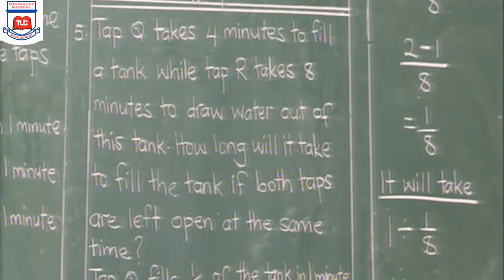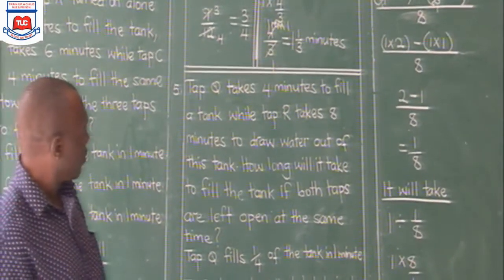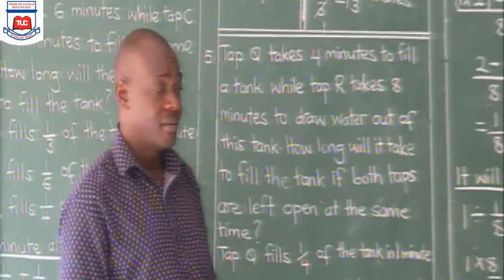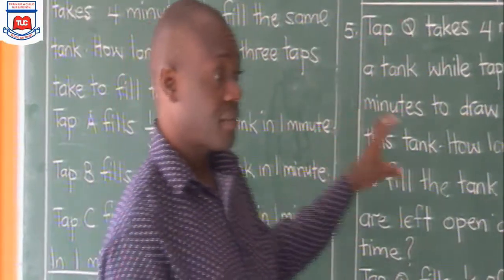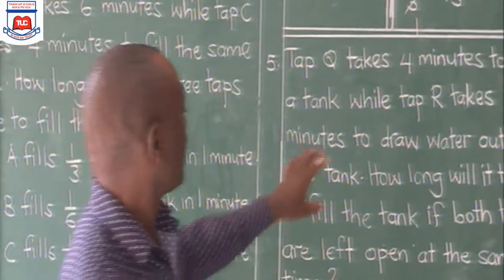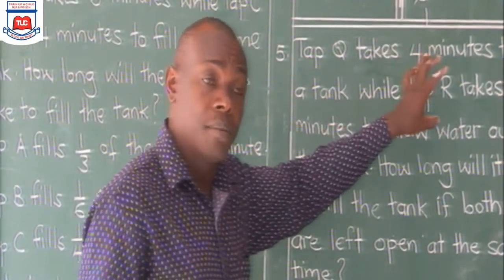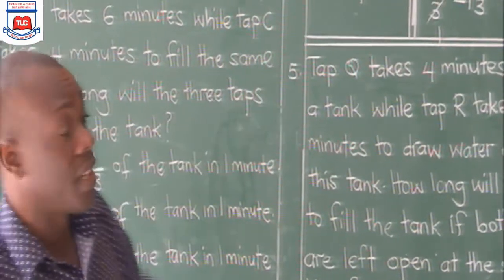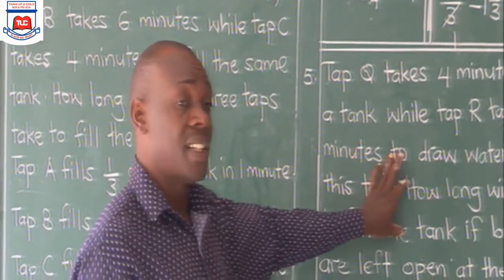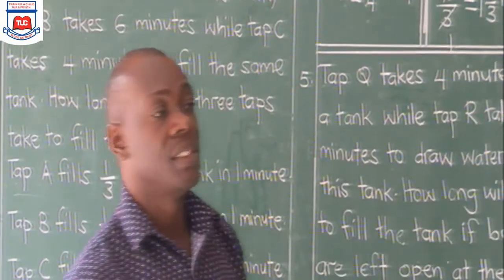Now somebody or a child will have a question. How comes that the tank will later be filled when one is emptying? The answer to that question is, the bigger the tap, the less time taken to fill a tank. Whereas the smaller the tap, the more time taken to fill the tank.